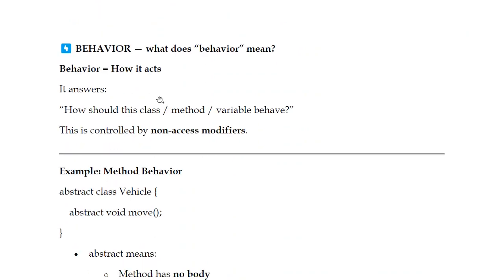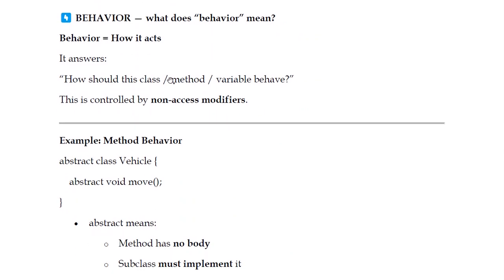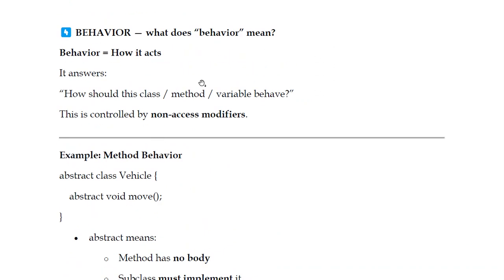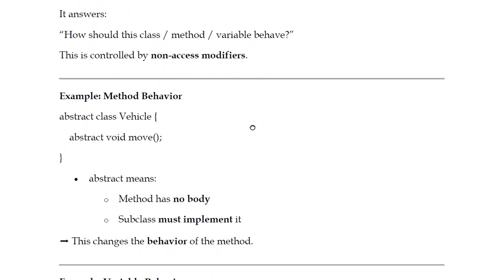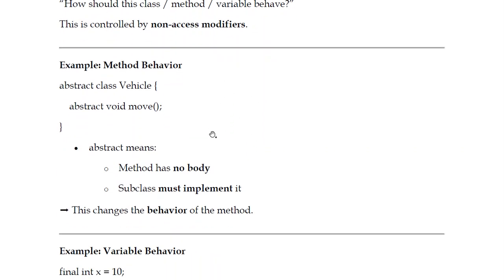The fourth one, what is that? As per the definition, behavior. Behavior in the sense of action: what you are going to do, how the class, method, or variable acts. This is controlled by non-access modifiers, that is abstract, final, static, synchronized. These things we have discussed while discussing the classification of non-access modifiers.